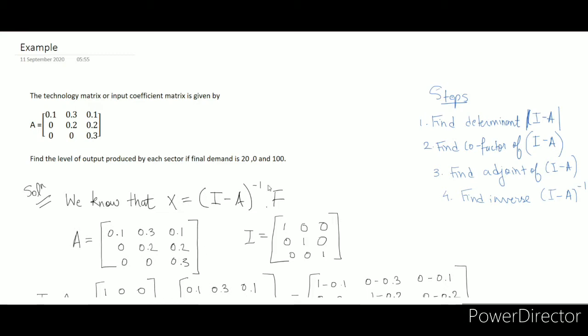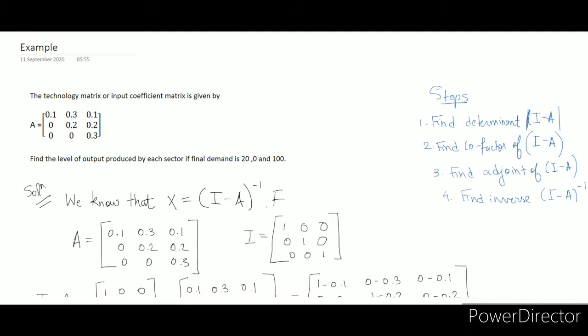Okay, so again, as we've shown in the previous videos, how do we find the correct level of output to satisfy intermediate demand and final demand? We have derived the formula: X is equal to the inverse of the identity matrix minus the input coefficient matrix, multiplied by the final demand vector. So to solve this is easy. We just have to remember the steps.